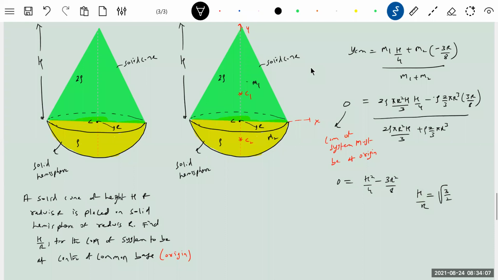If the ratio of h by r is that much, the center of mass of the system will lie at the common base. So many toys are there, no? Some toys, when you push them, will oscillate, they will not fall. There we need all these things. So there are so many toys. We need all these basic things.